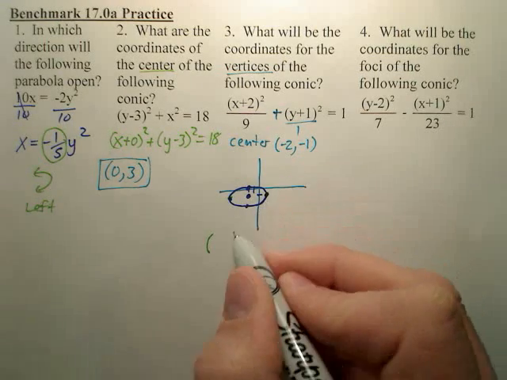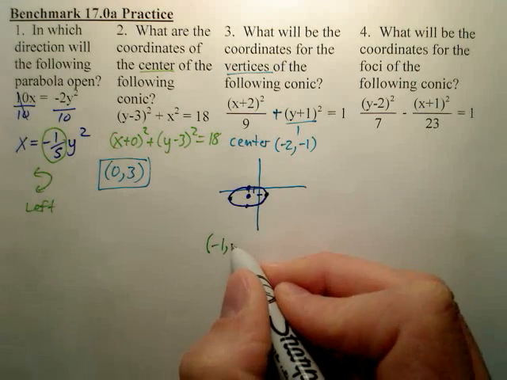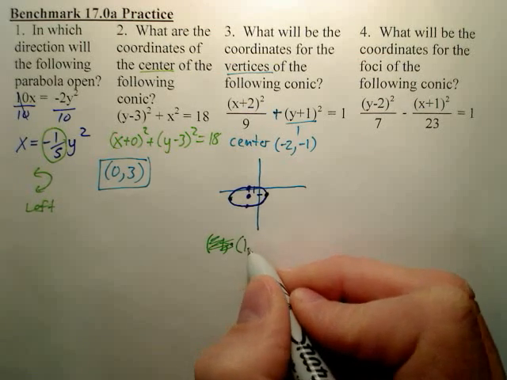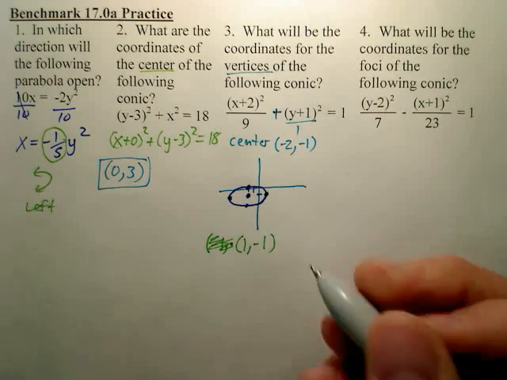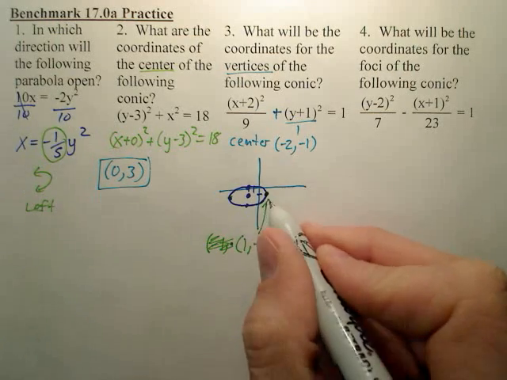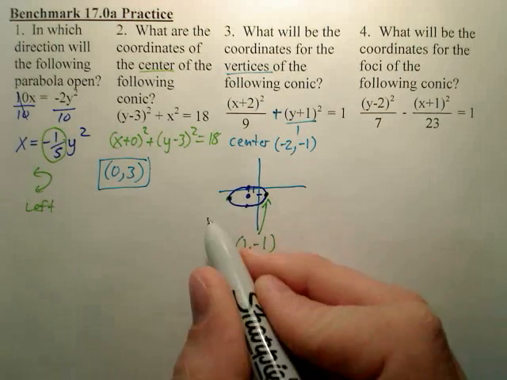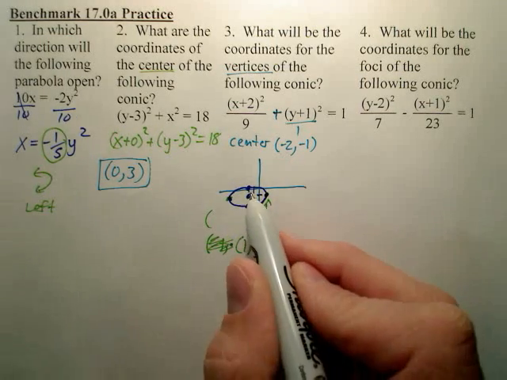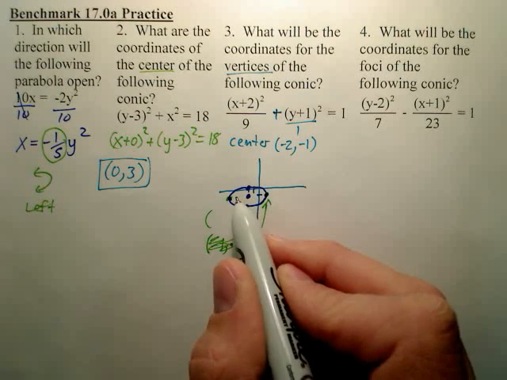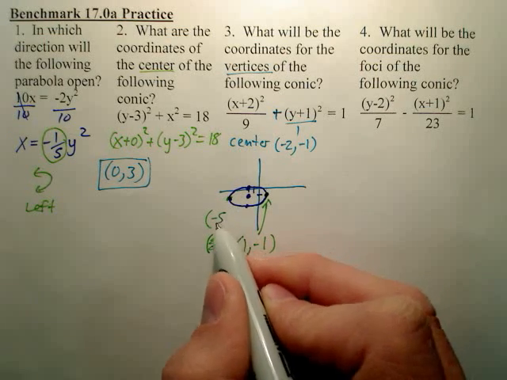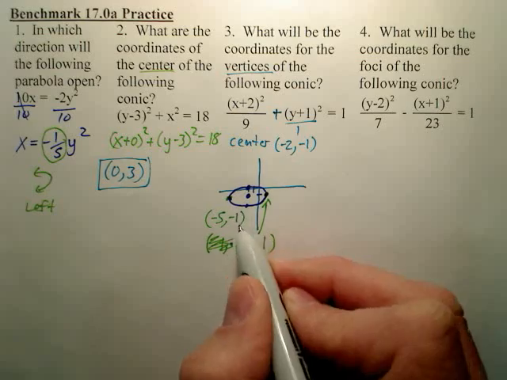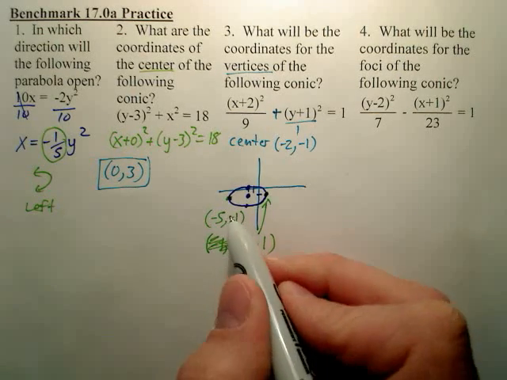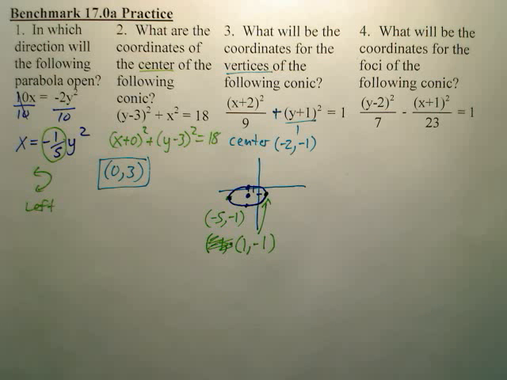This one's going to be 1 comma negative 1. That's one of them. And this one right here, if I move it over, that's 1, 2, 3, 4, 5, so it'd be negative 5 comma negative 1. So negative 5 comma negative 1 and 1 comma negative 1. These are your two vertices.